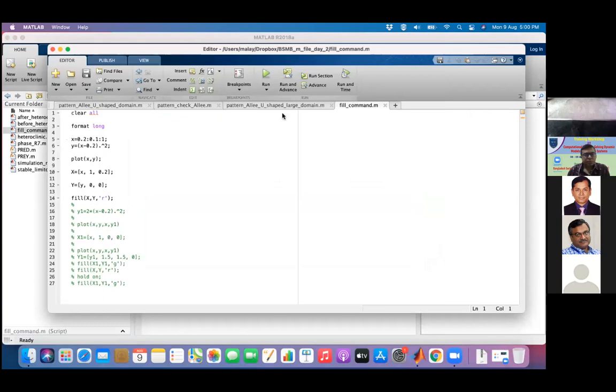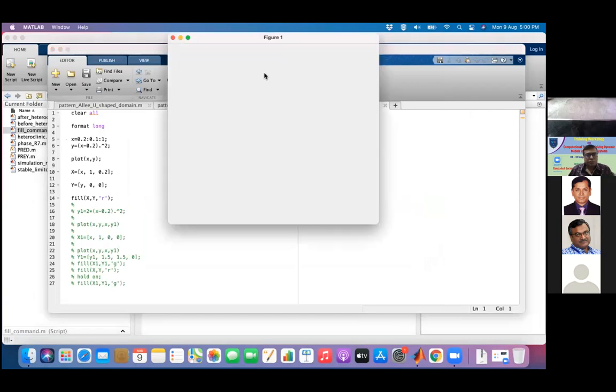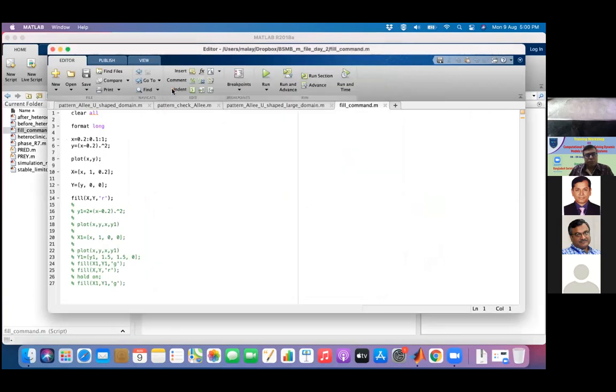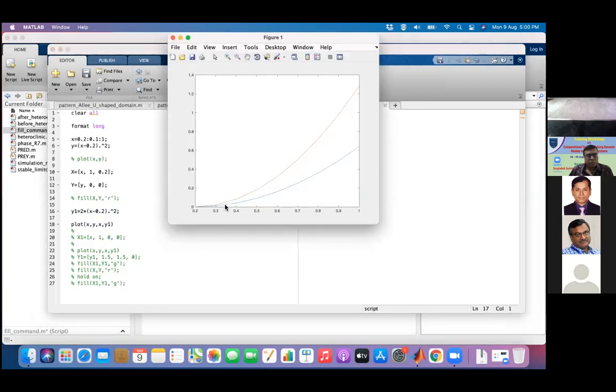Okay. So what I have talked about is that if you run this command, then it will create a filled area like this. Now you just comment this plot one, then comment this fill command also, and now introduce one more curve. That means y1 equal to 2 times this, such that you can have a look at this plot. That means this is one curve and this is another curve.